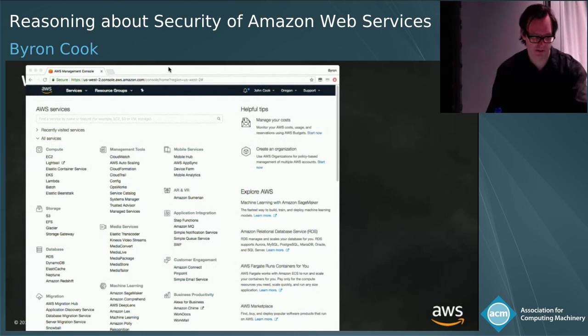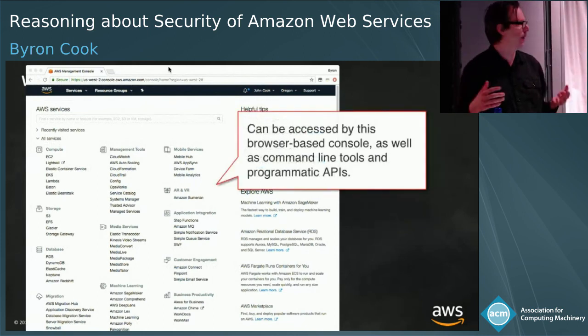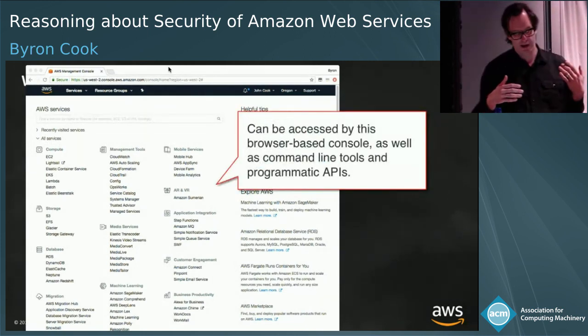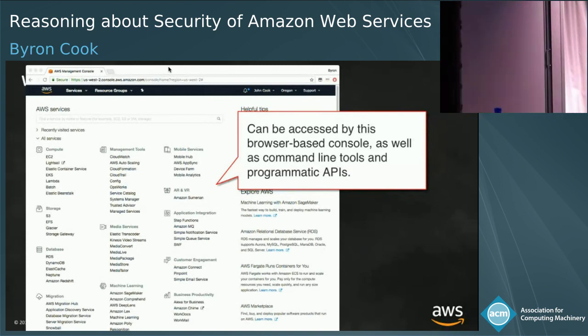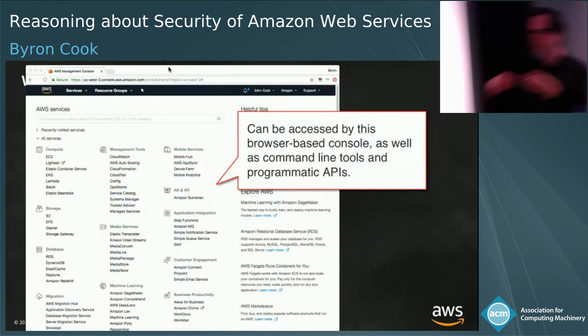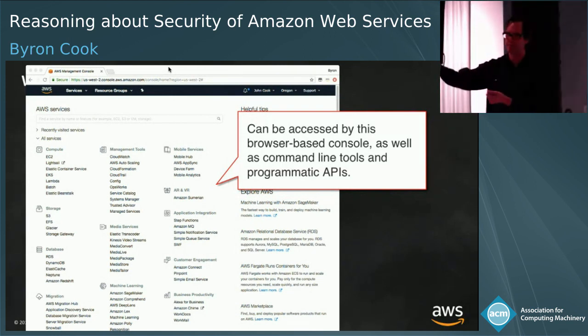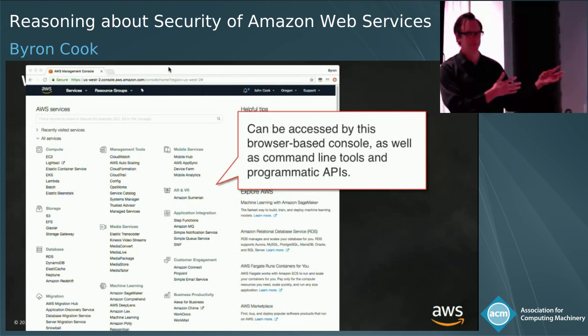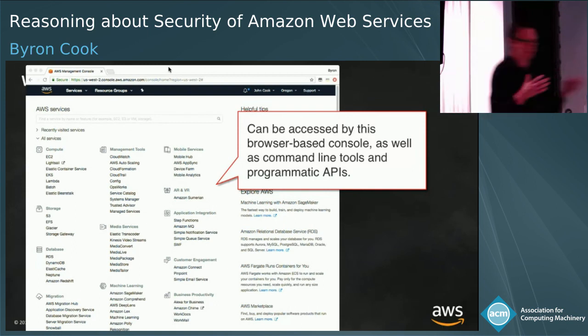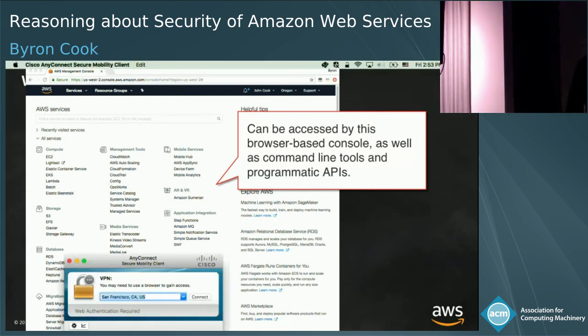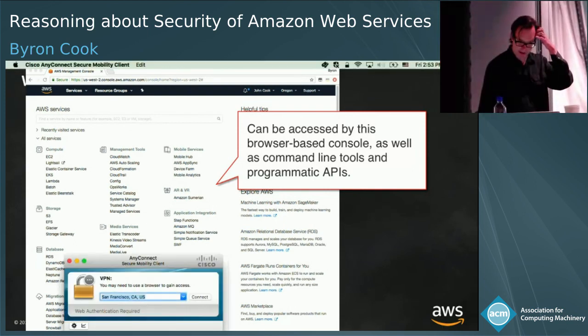Here's the AWS console. The real usage model of the cloud is that there are APIs, and you make cloud-based calls to APIs. There are also command line tools, but as a user, often your life begins by going to the AWS console. This is where you go to set up things, but it's also a nice way to walk you through all the features that are available in AWS and the cloud. So let's do that really quickly.